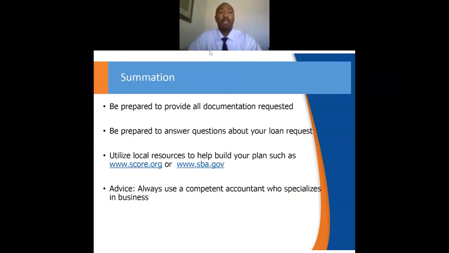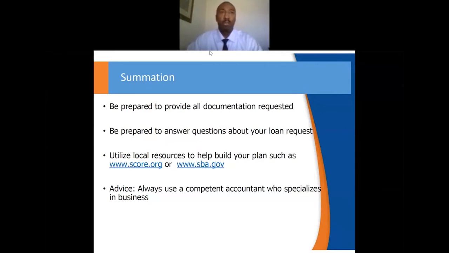So in summation, I'd say be prepared to provide all the documentation that's being requested. Keep in mind you'll probably have an initial checklist that the lender sends to you as far as the documentation that needs to be provided. Be prepared to receive additional emails for additional documentation because it's going to depend on the strength of your loan request. It'll depend on your loan structure as far as documentation too.